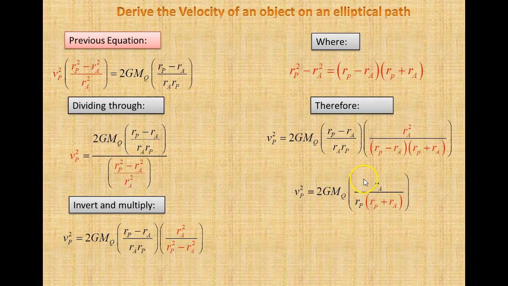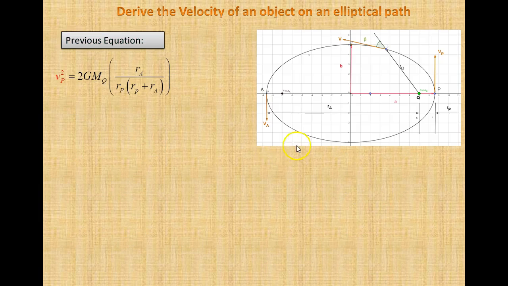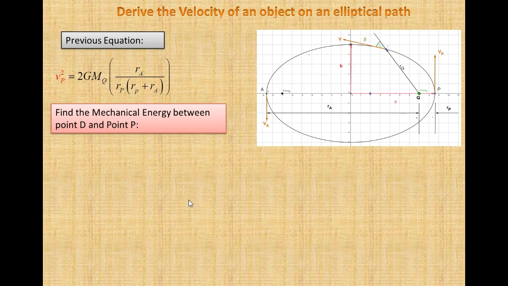Okay, now we have this term. Here's our previous term right here. But look at RP plus RA. We can do something with RP plus RA, but first, let's find the mechanical energy between points D and P.